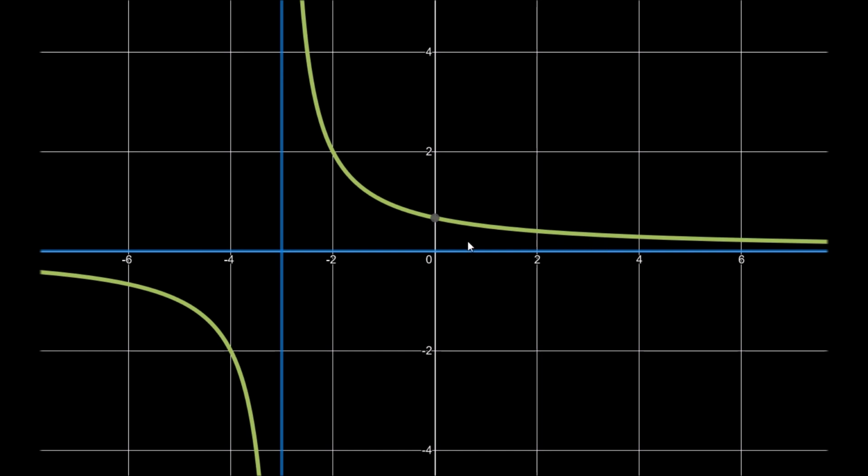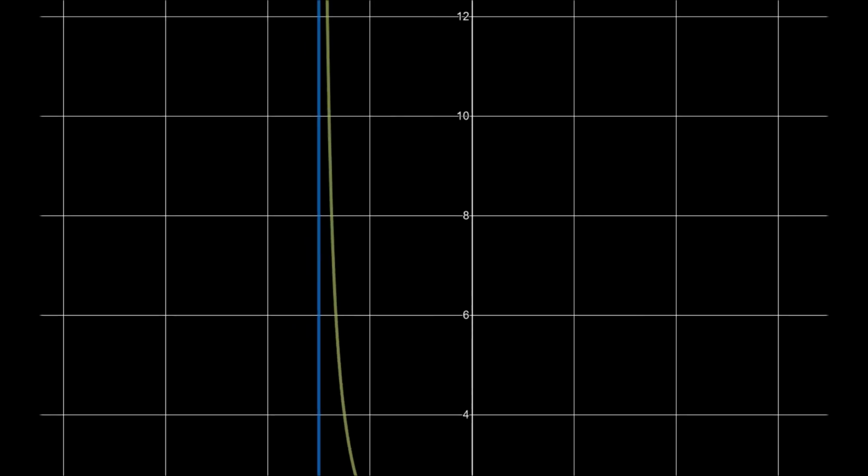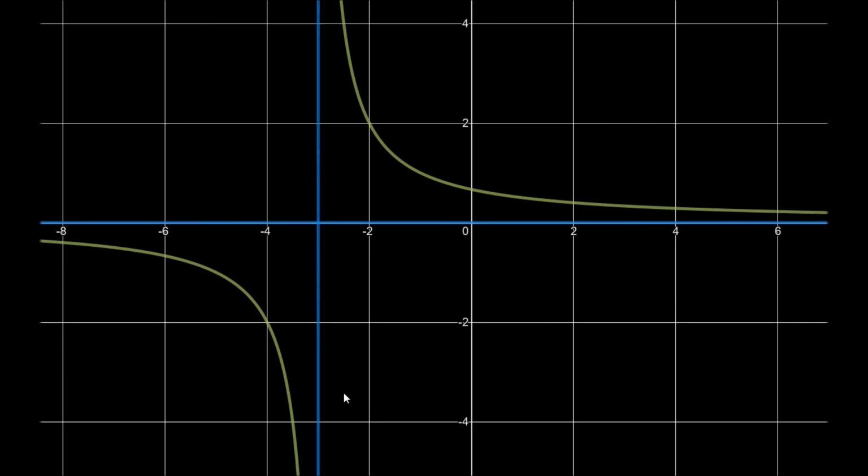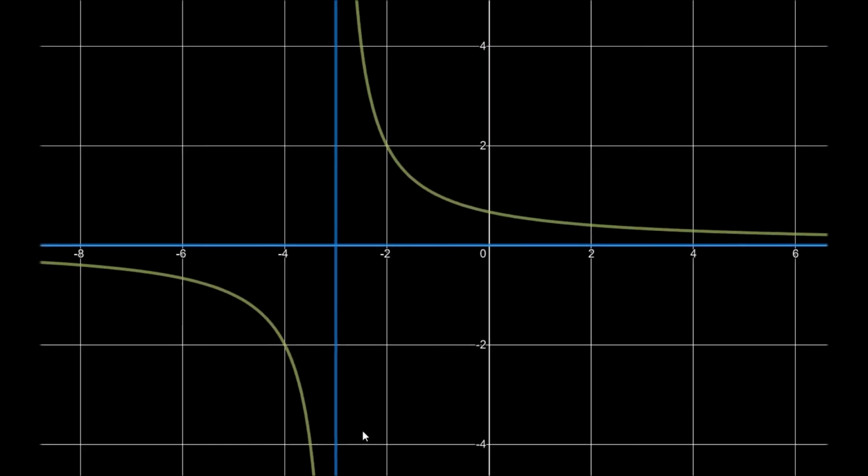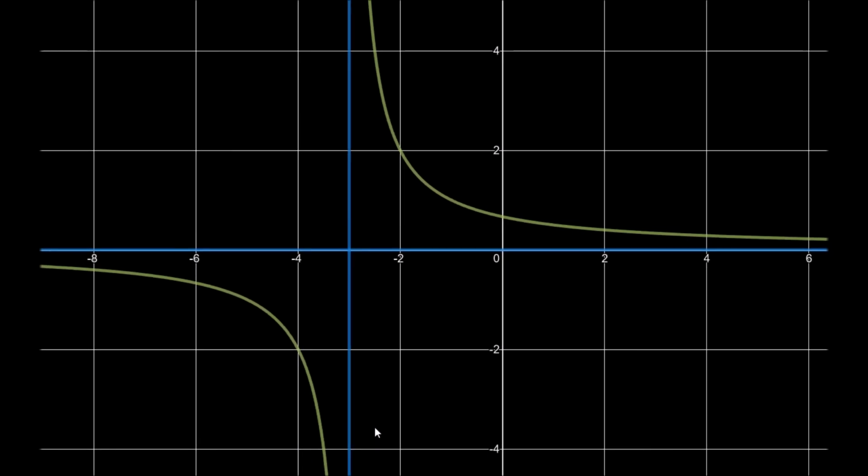A vertical asymptote at x equals -3. So here's our x equals -3. As I scoot up, you'll see it gets closer, and as I scoot down, you'll see it also gets closer and closer. So the very last things that we have to look at are those x and y intercepts.